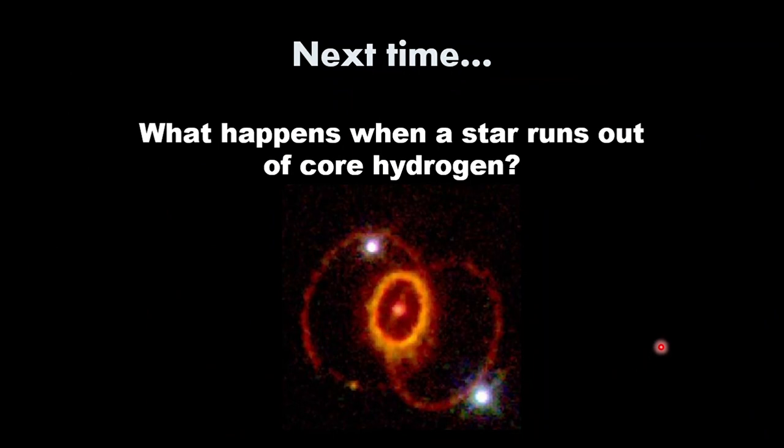So you have a worksheet with some practice questions to do. What we'll look at in the next lesson is what happens after the main sequence. What happens when a star runs out of core hydrogen?